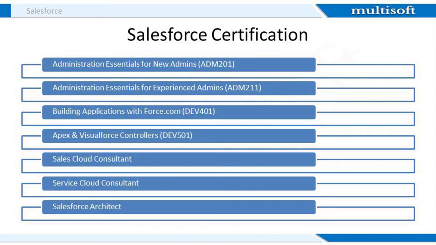Once you go with Development 401, there is an advanced developer certification for Apex and Visualforce, because Apex is a language which we use to create more complex coding for our Salesforce organization. After you're done with this 501 certification, which is Apex and Visualforce controller, you are capable enough to go with the declarative and non-declarative capabilities of Salesforce. After that, once you are equipped with 501 and 401, then you can go for Sales Cloud and Service Cloud, depending upon the cloud on which you want to work.